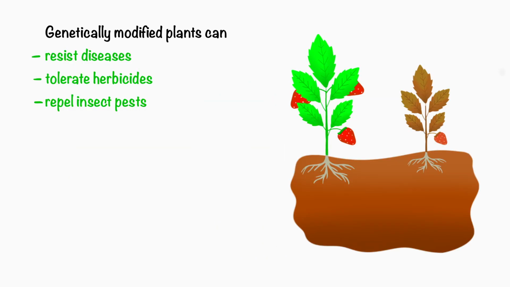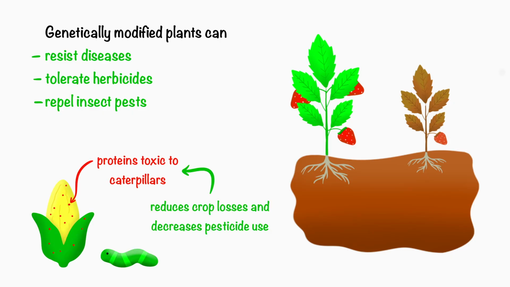Agricultural applications have created crops with enhanced characteristics benefiting both farmers and consumers. Genetically modified plants can resist diseases, tolerate herbicides, and repel insect pests without chemical pesticides. Some corn varieties produce bacterial proteins toxic to caterpillars but harmless to humans. This built-in pest resistance reduces crop losses and decreases pesticide use, potentially benefiting the environment.